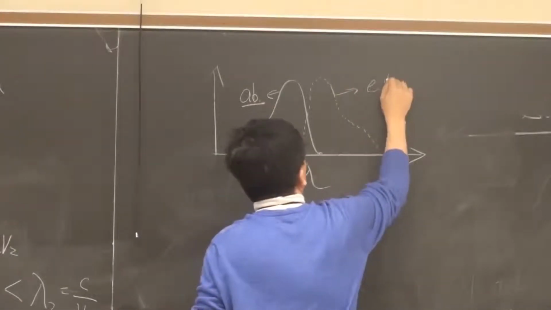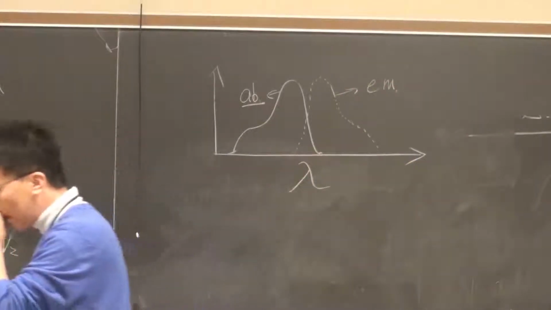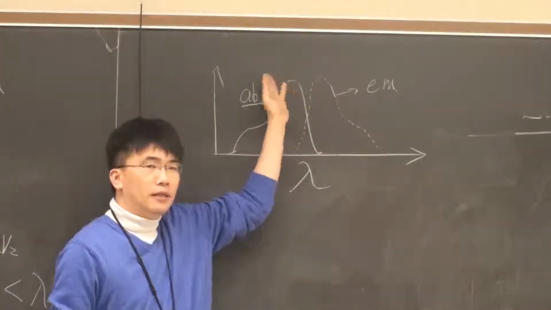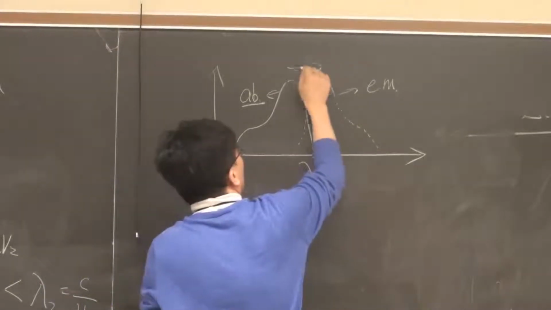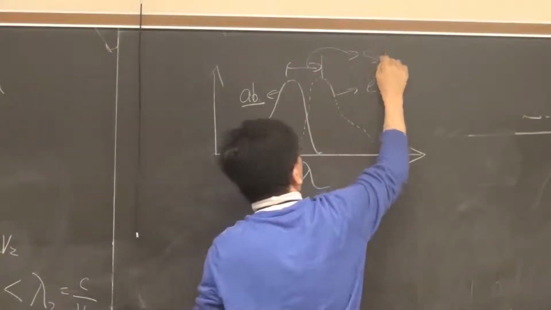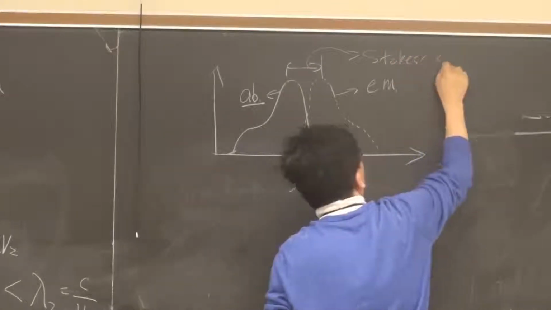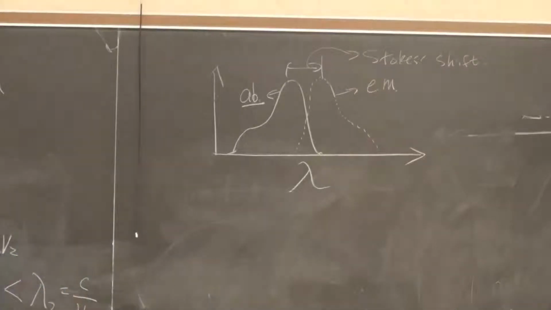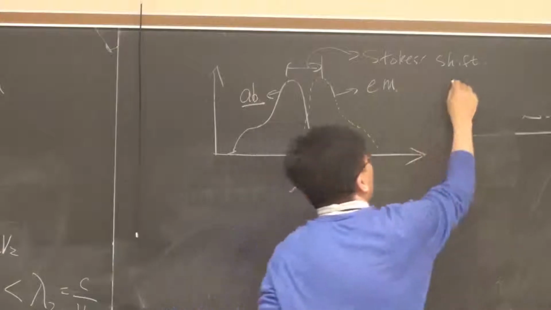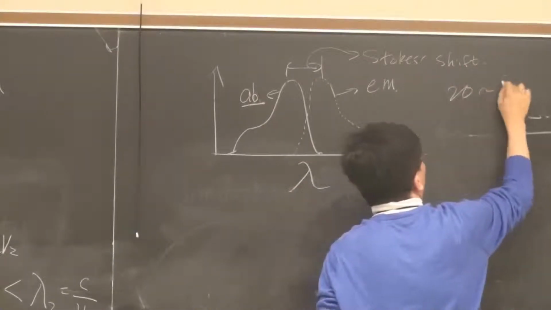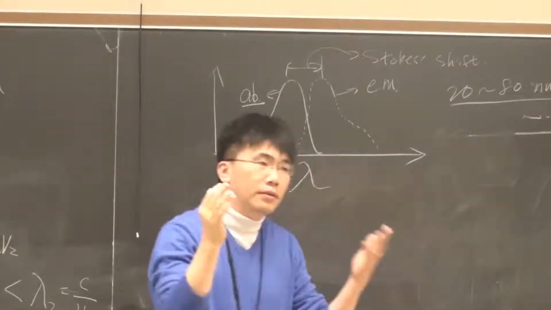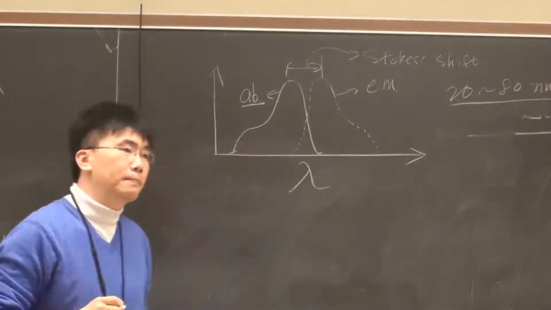And this is the emission spectrum. And the peak wavelength is shifted, and that's called, right? That's a Stokes shift. And this can be between 20 nanometers and 80 nanometers, depending on the molecule that you're looking at. Okay.